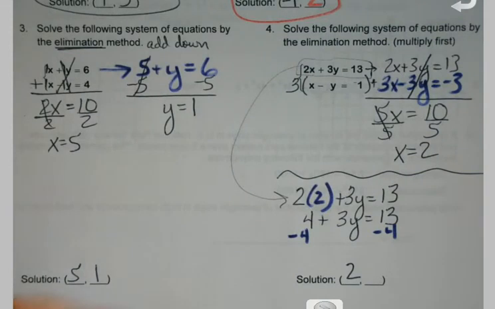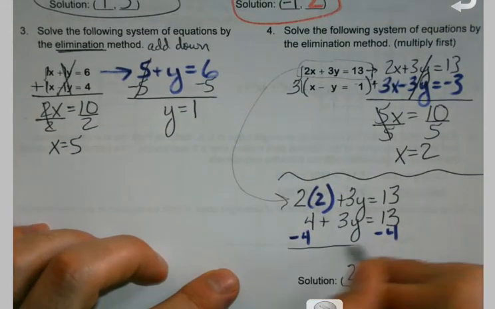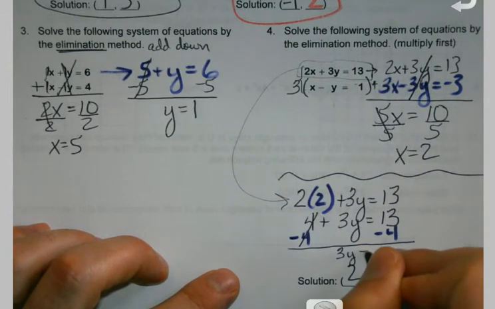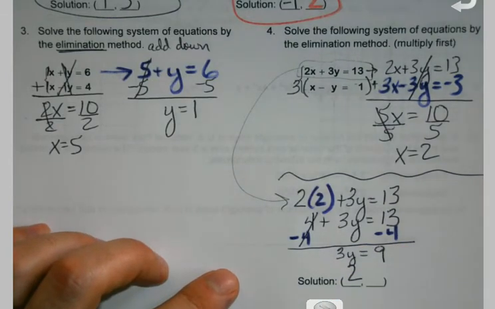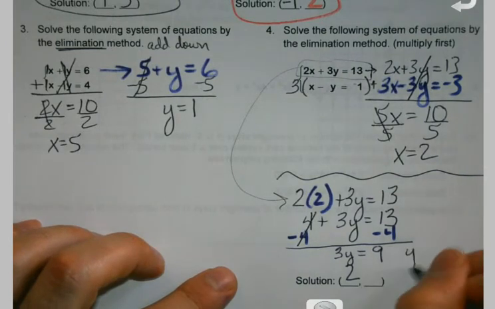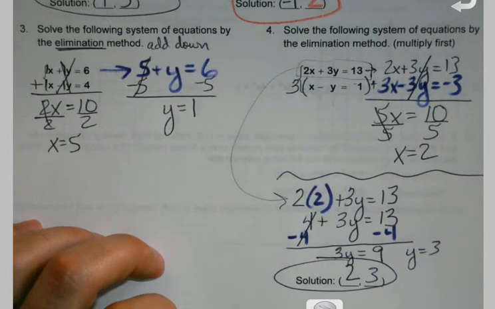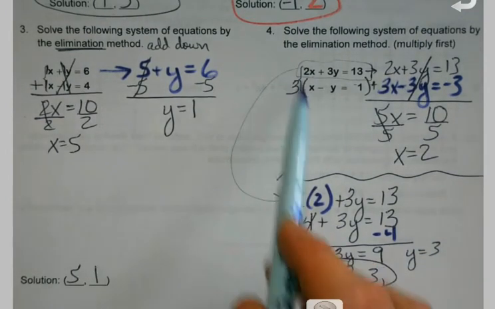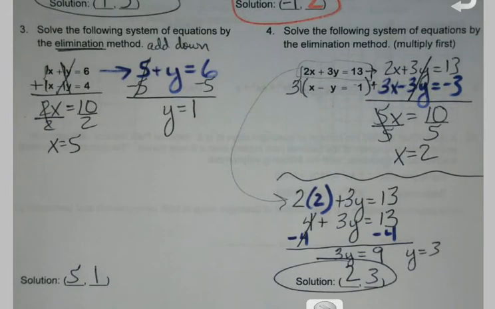Get the 4 out of there. So 3y would equal 9, and then I'll just divide by 3. But like we'd said before, if you would have multiplied both by -2 at the start, that would have worked too. We just would have gotten the answers in the opposite order.